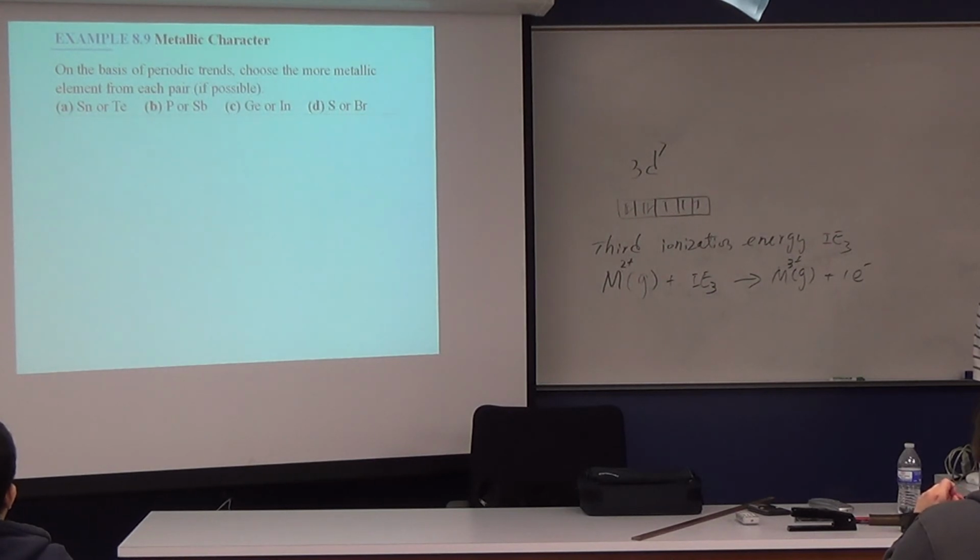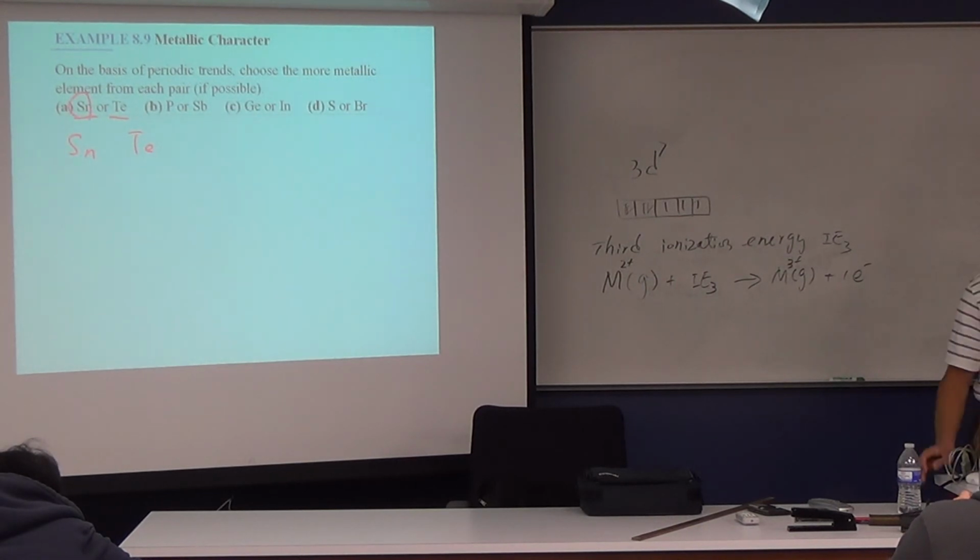Right, so choose the more metallic element from each pair. So let's say Sn and Te. Where is Sn, where is Te? So Sn is in this period, and then Te, so they are in the same period. So obviously the one to the left is more metallic, right? So Sn is to the left, therefore Sn is more metallic. The other one is P and Sb. That's also easy. P on the top, and then you have the arsenic, then you have the Sb, right? The one at the bottom is more metallic, so therefore Sb is more metallic.